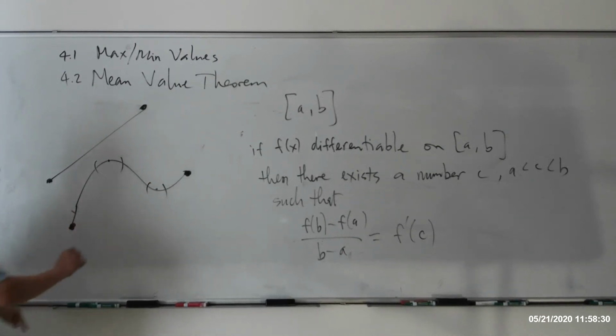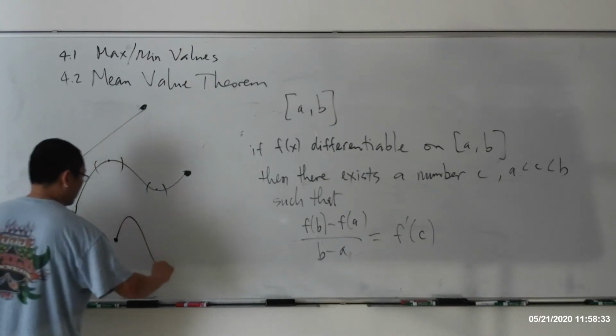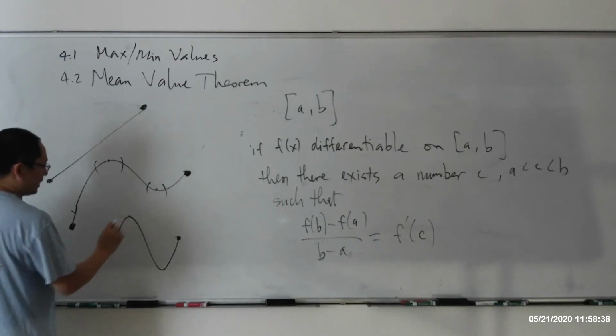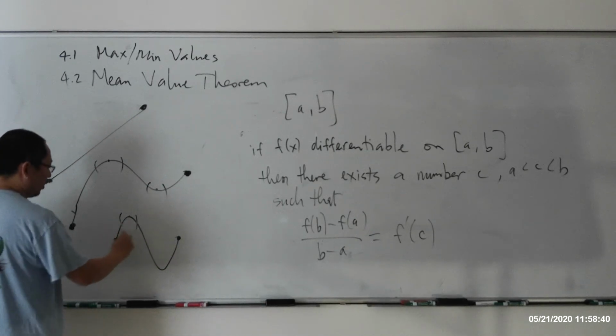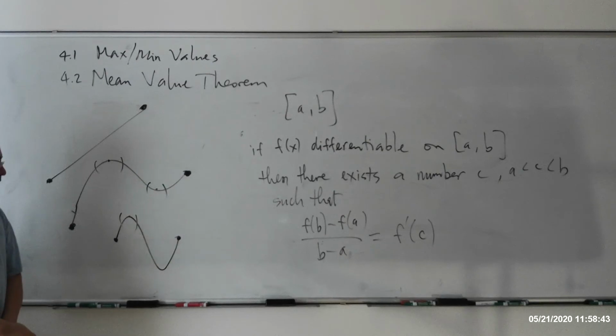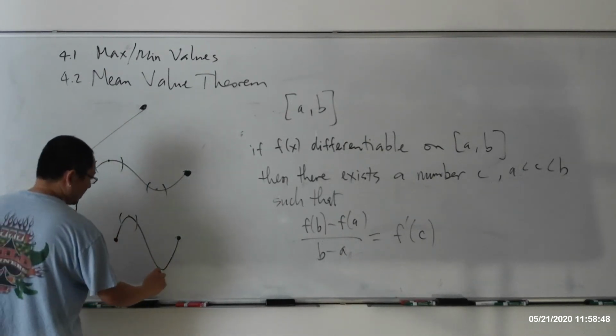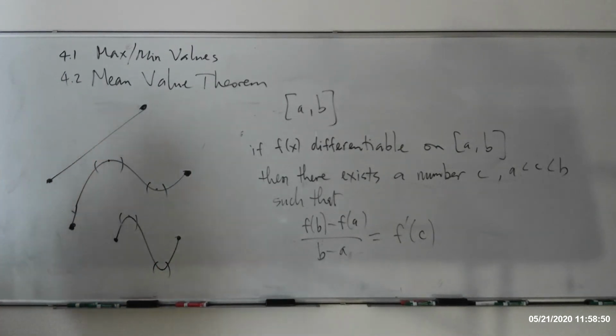What if you have a graph like this? This point right here is the local maximum because I can find the open interval. It is also the absolute maximum because it's the highest point for the entire graph. Similarly, this is the local minimum. It is also the absolute minimum. So for sure, if a graph is continuous on a closed interval, you will have the absolute max and absolute min, but you may not have local max or local min. Like this example right here.